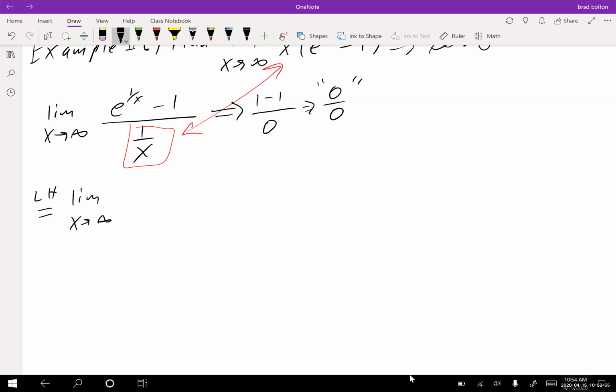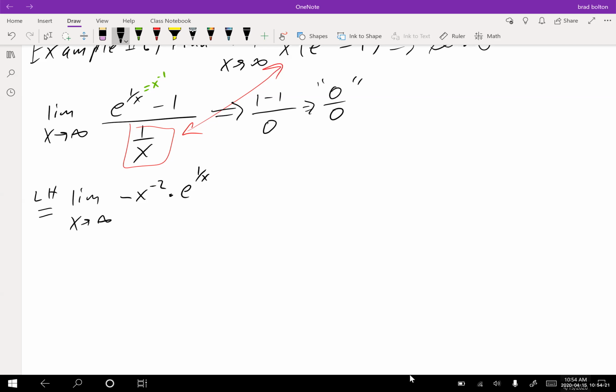The derivative of e to the 1 over x, remember, that's basically saying this is x to the negative 1. So remember, you have to do e to the u times u prime. So what's the derivative of x to the negative 1? The derivative of x to the negative 1 would be negative x to the negative 2. So this will become negative x to the negative 2 times e to the 1 over x.